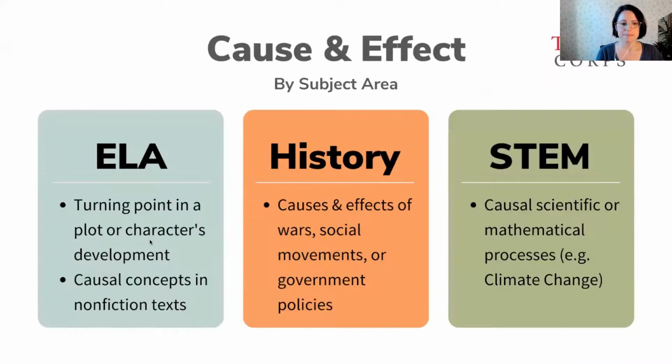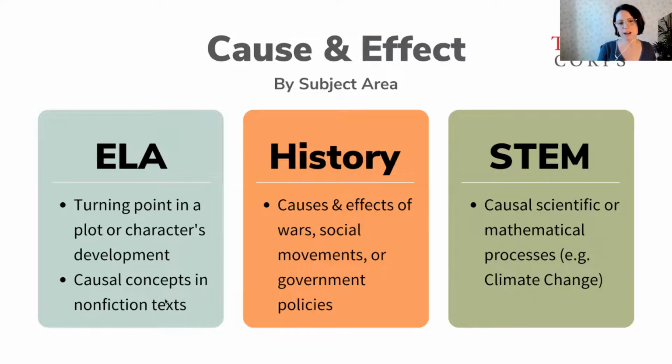So for ELA, maybe it's a turning point in a character or a plot's development. So for example, what were the causes of that turning point? What were the things that led up to it that caused that turning point? And then what were the effects? How did the character change? How did their relationships change?